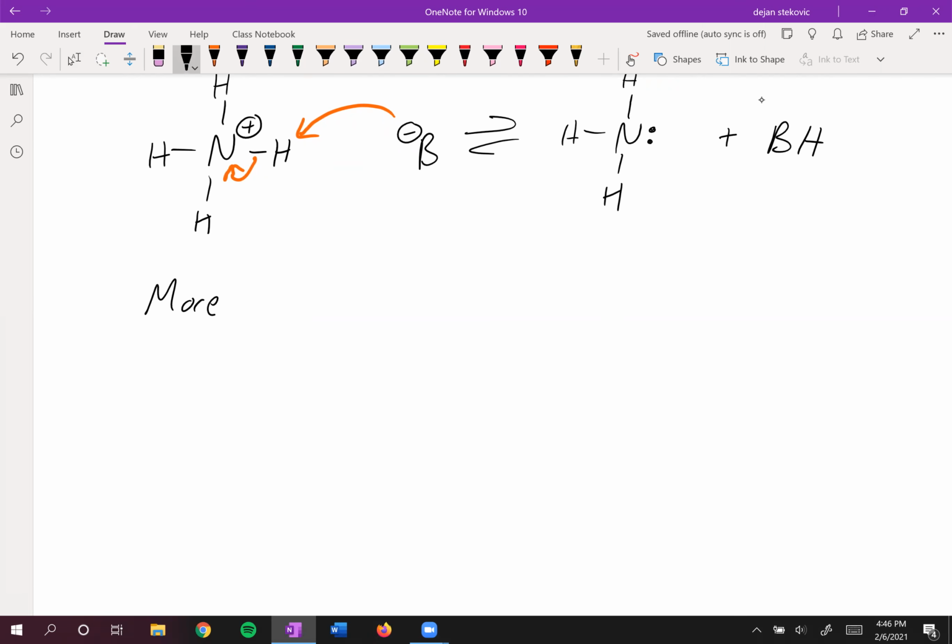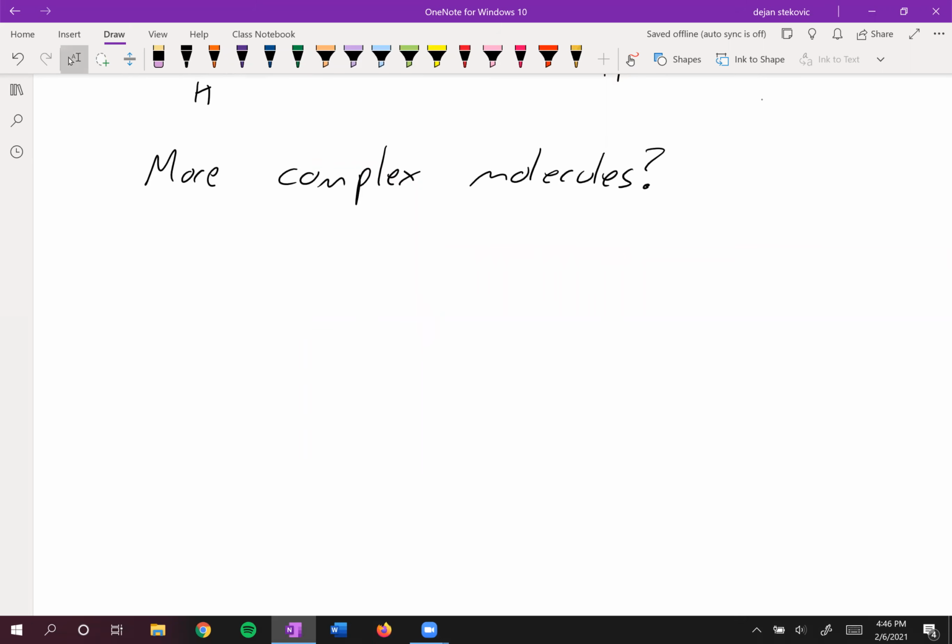What about more complex molecules? When we have more complex molecules, we have different types of protons that could be acidic or different sites of the molecule that could be basic. In order to predict which part of the molecule is going to be acidic or basic, we have to know what the conjugate acid or base would look like. So let's take a look at acidic compounds first. In this case, we need to know what the conjugate base looks like.